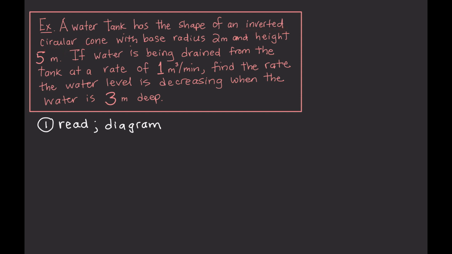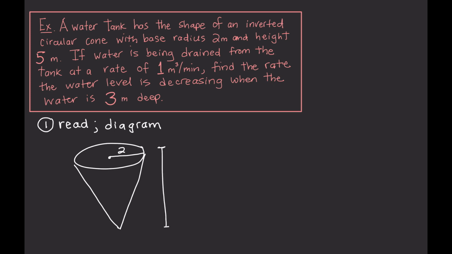So that means it's going to look something like this. And the inverted circular cone has a base radius of 2 and a height of 5 meters. Okay, so the base radius is here, and it's 2. And the height of the cone, from top to bottom, is 5 meters.